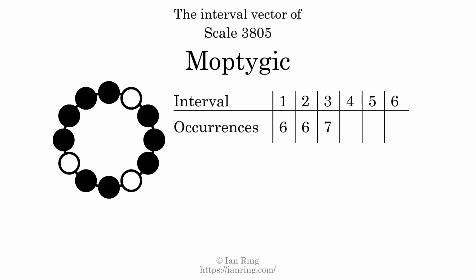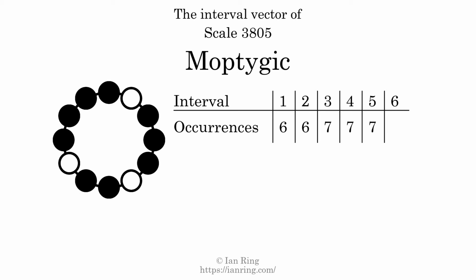There are 7 intervals with the size of 3 semitones. They are here, here, here, here, here, here, and here. There are 7 intervals with the size of 4 semitones. They are here, here, here, here, here, here, and here.